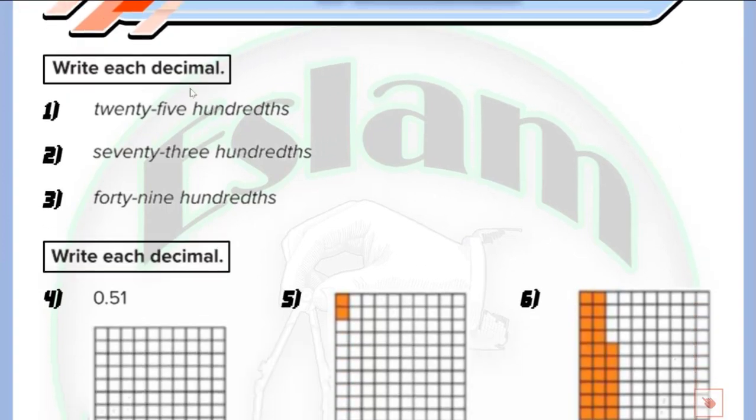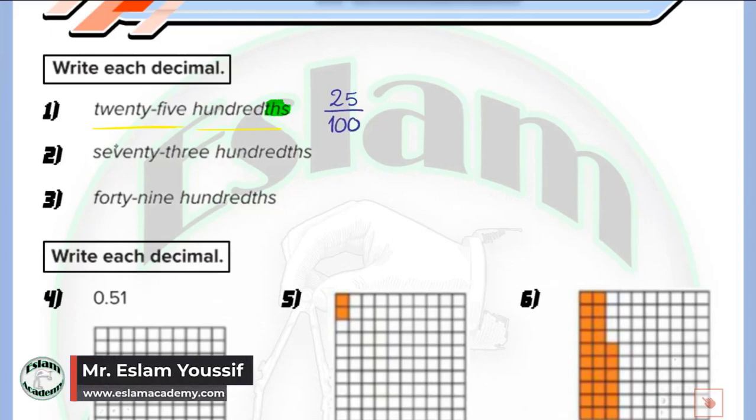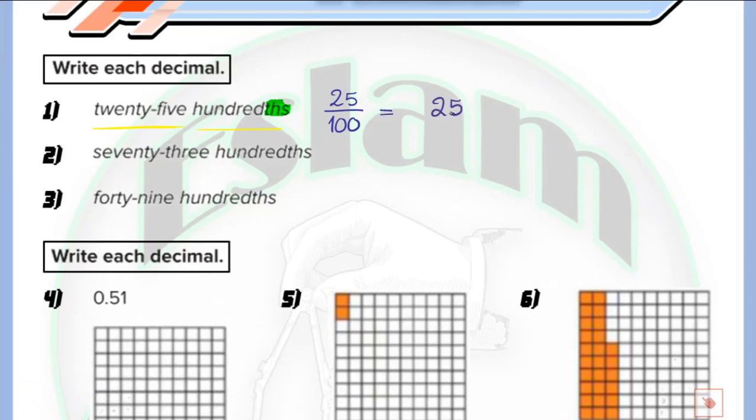So in this question, we need to write as a decimal twenty-five hundredths. At the first, I will divide the number which is written in the word form into two parts. The first part is 25 and the second part is 100. The first part, 25, will be written up. And the 100, because we have THS at the end of the word, will be written down. So we have 25 over 100. If we need to write it as a decimal, all we have to do is write the numerator without any change. Now we have two zeros down. Once we have two zeros down, I will start counting from the right. After two digits, I will put the decimal point.